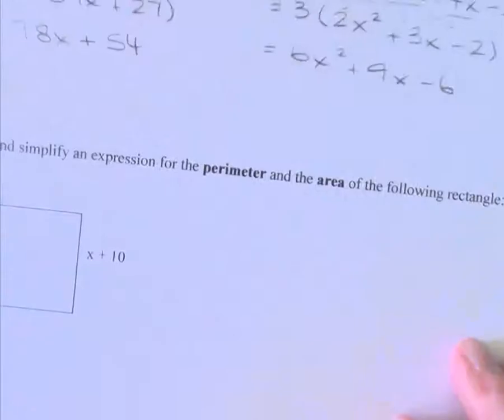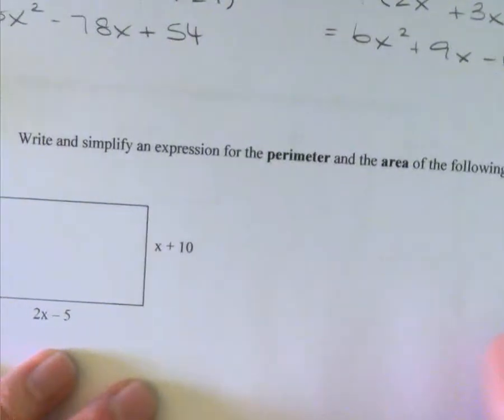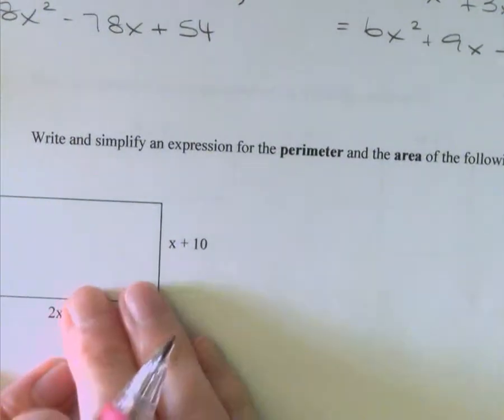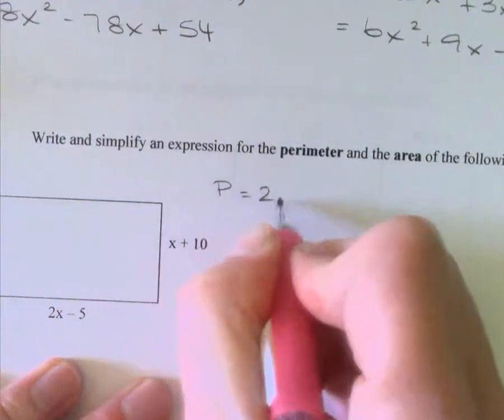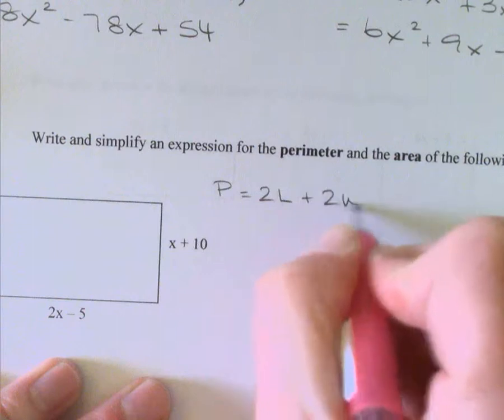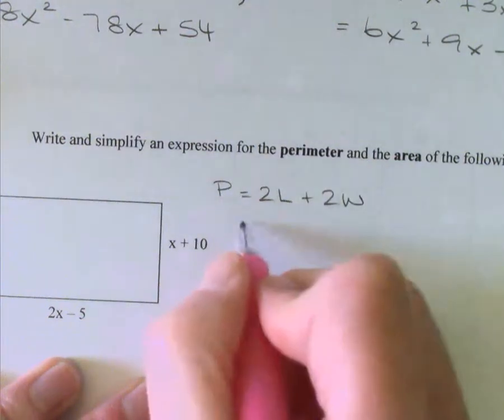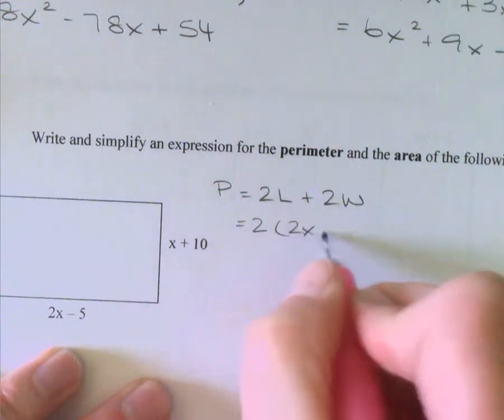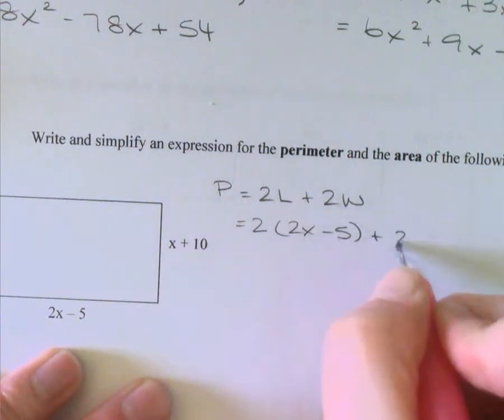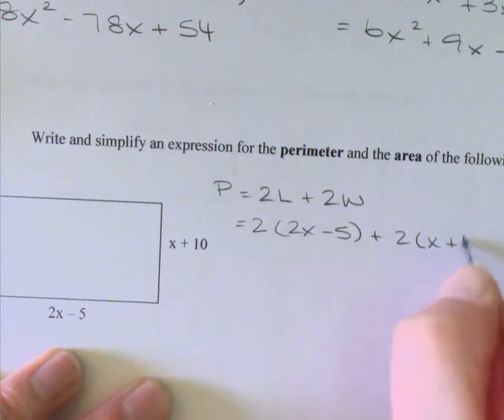Okay, if we look at the last example, it wants the perimeter and the area of this rectangle. So we're going to start with the perimeter. So the perimeter is 2 times the length plus 2 times the width. So I'm going to write 2. The length is 2x minus 5, plus 2. The width is x plus 10.